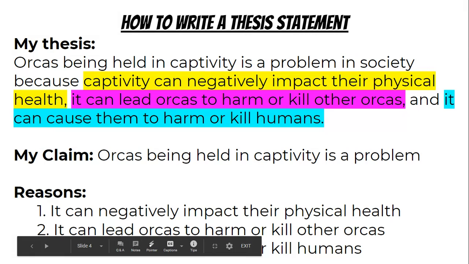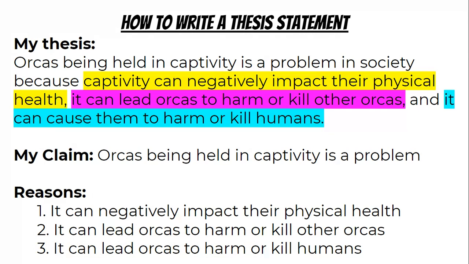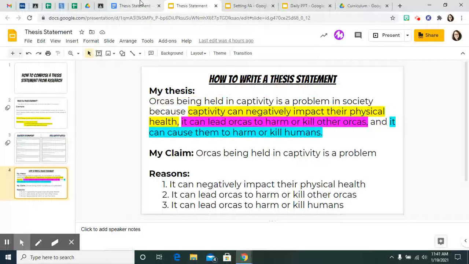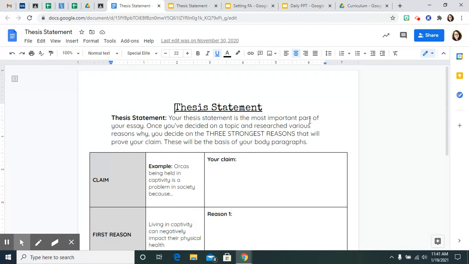So again, after I conducted all of my research, I went through and picked the 3 arguments that I thought were the strongest or had the best evidence that I wanted to use in my essay, and that's ultimately how I was able to make my thesis statement. So you will be conducting your research, and then after you've made your list of arguments and evidence, you will then be completing this worksheet.